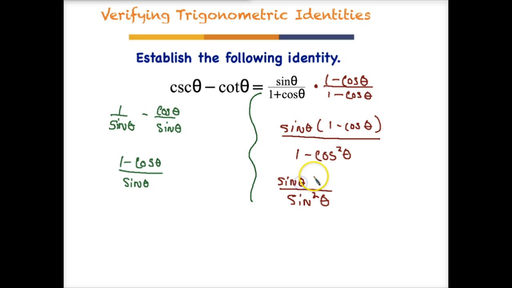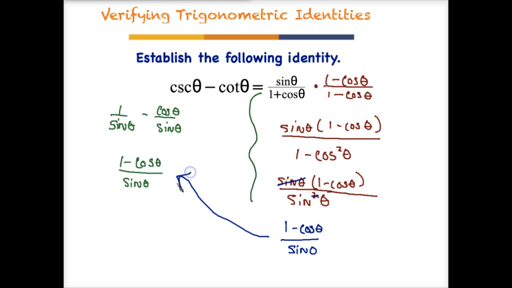And now when I look at my right side, I can see that I may be able to simplify this a little bit. What I can do is I can reduce my sines. This sine can cancel into one of these. And what do I have left on the right? 1 minus cosine theta all over sine theta, which is what I ended up with here on my left. I have now verified that identity.